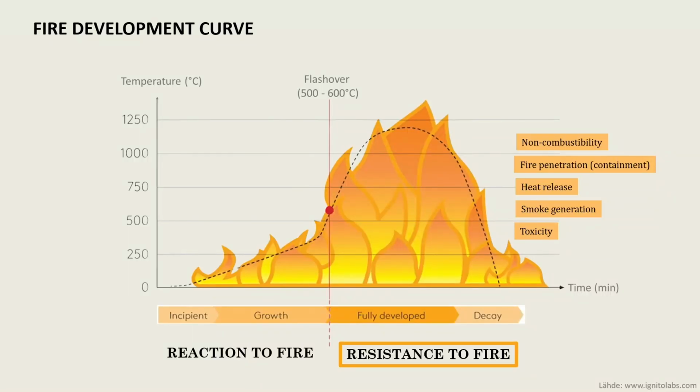This graph illustrates the fire development curve showing the progression of a fire from its initial incipient stage through growth, flashover, and into the fully developed and decay phases. Resistance to fire is critical during the fully developed stage. This phase is characterized by high heat release, lateral flame spread, and the potential for smoke and toxic gas production.